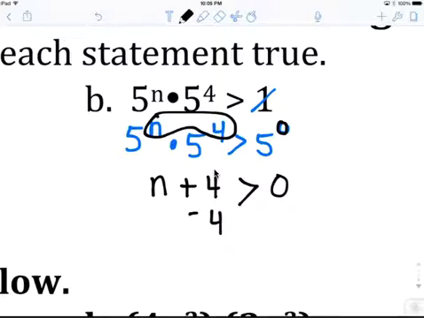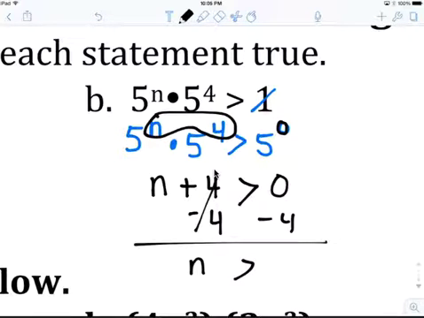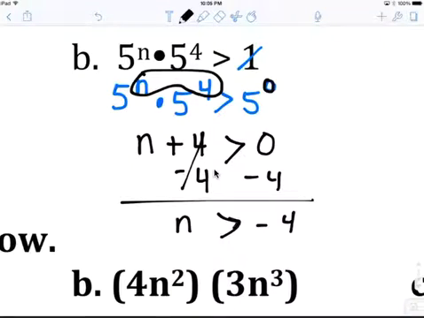So minus 4, n has to be greater than negative 4. So choose all numbers that are greater than negative 4. You can choose 10. 10 is greater than negative 4. You can choose any number greater than negative 4. You can choose negative 3, and it will work.